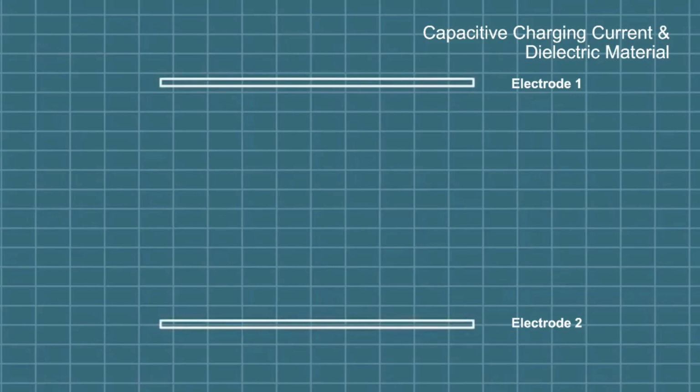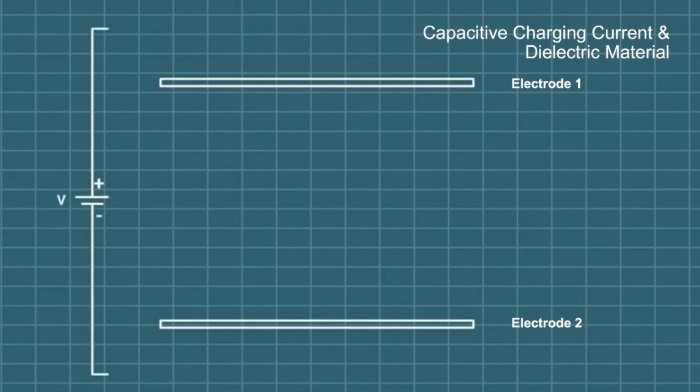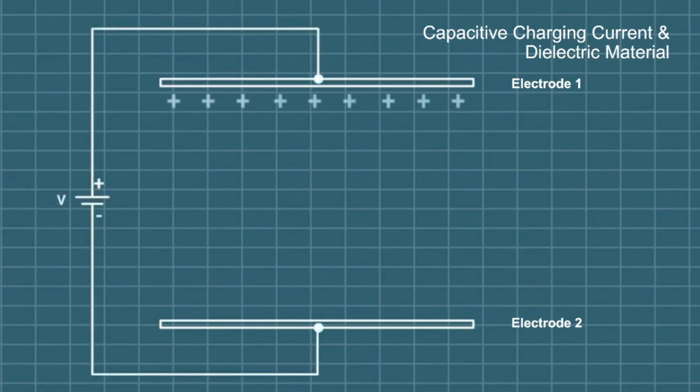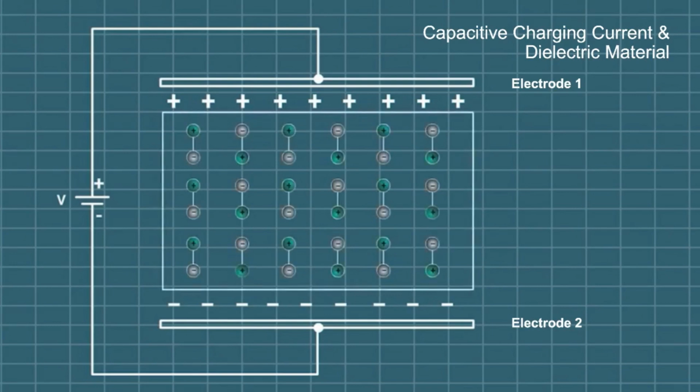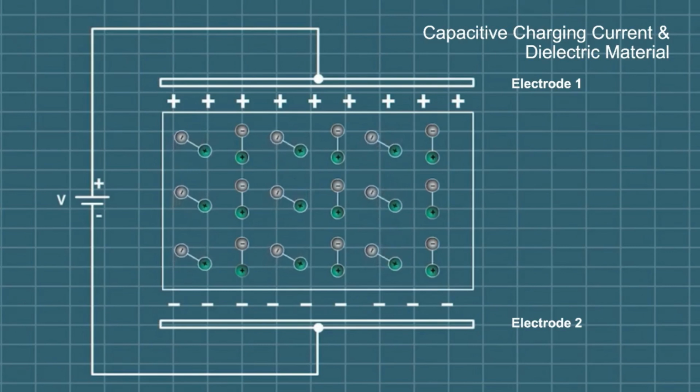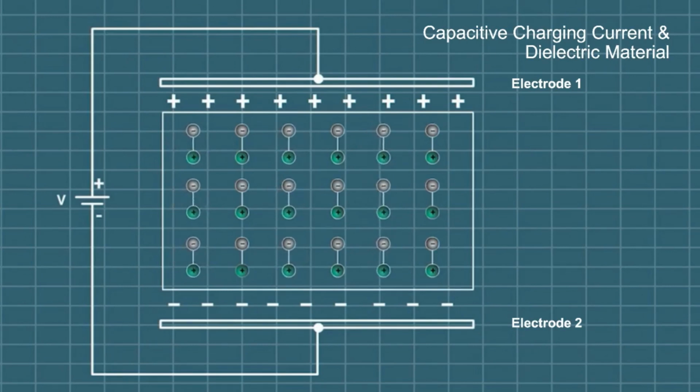Now, let's talk briefly about capacitive charging current and dielectric material. Capacitive charging current refers to the current that flows when the potential of an electrode changes, causing the amount of charge stored in a capacitor to change. Dielectric material refers to nonconductors or insulators in which an electric field can be sustained with a minimum dissipation of power. Unlike metals, no electricity flows in dielectrics when they are placed in an electric field. Instead, dielectric polarization, as we see here, occurs.